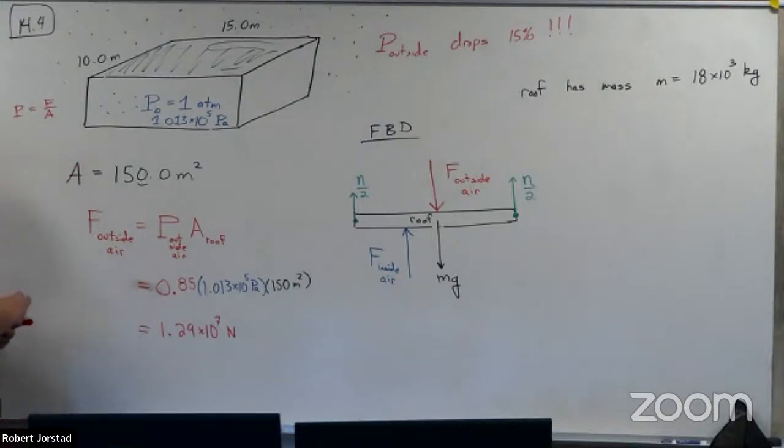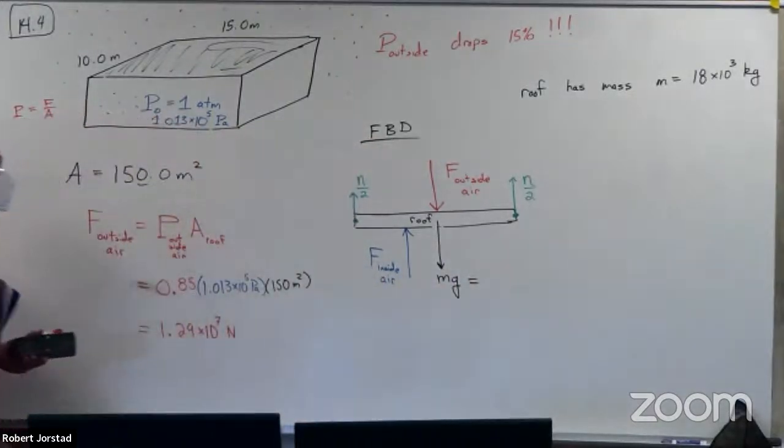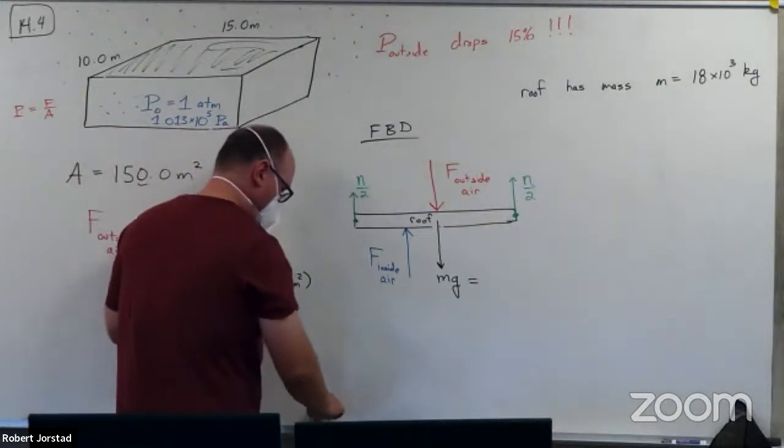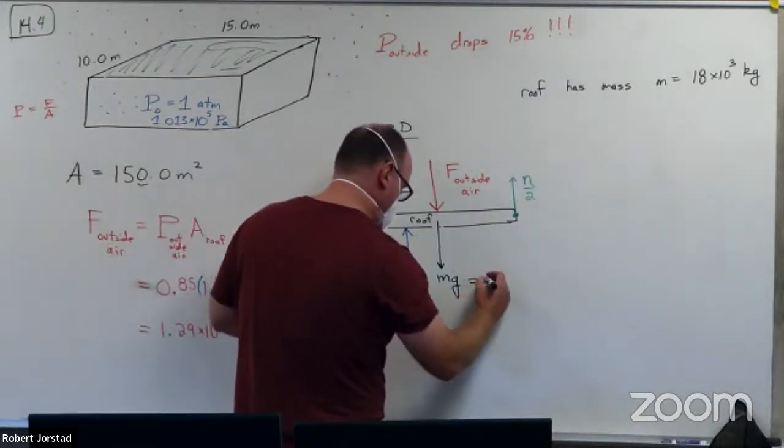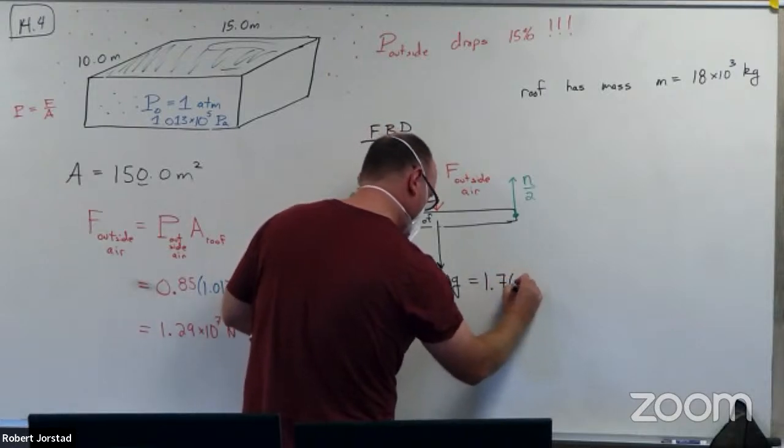Let's get mg. What is this going to equal right here? Let's punch in the numbers for that. 18E3 times 9.8. Now we're back to using 9.8. Look at that, the mass of the roof. It's not negligible, but it's pretty close to negligible compared to these atmospheric forces.